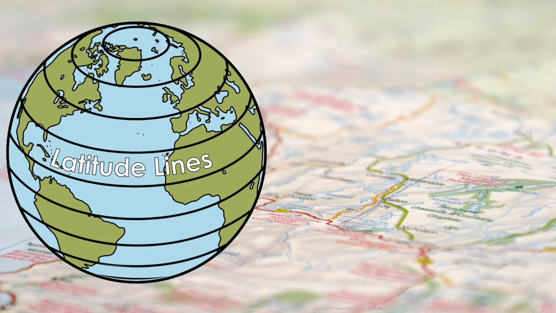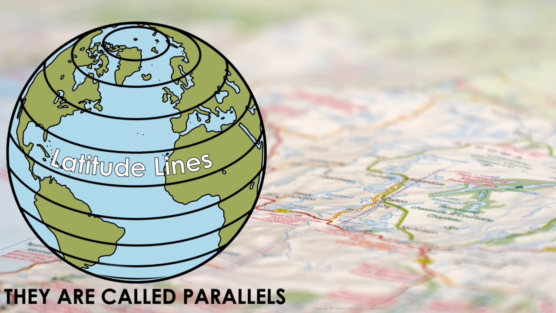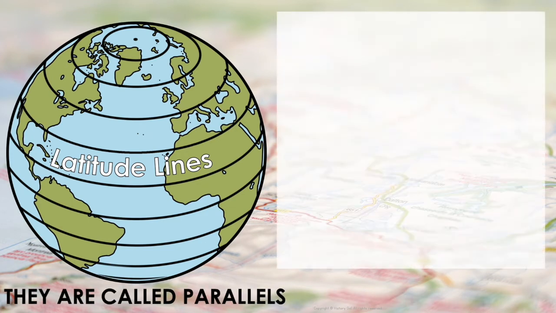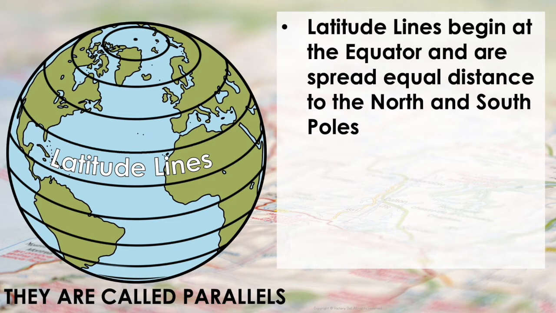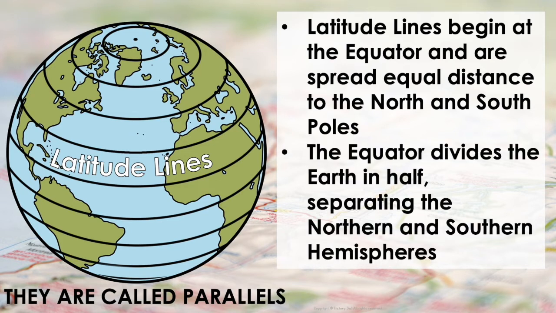Lines of latitude are the ones that go around the Earth. They are called parallels. And you can remember these because they begin at the equator. The way I always remember it is fat and lat. Lines of latitude go around the belly of the Earth and therefore the fatness of the Earth. So fat and lat, those are the ones that go around the Earth. They spread equal distance between themselves all the way up to the North and South poles. The equator divides the Earth in half, separating it into northern and southern.